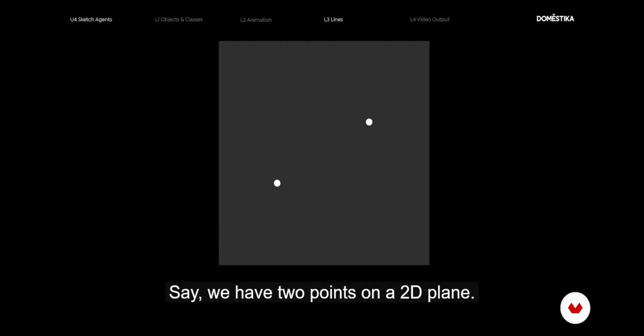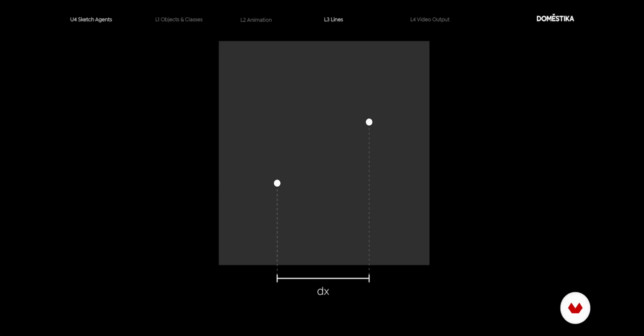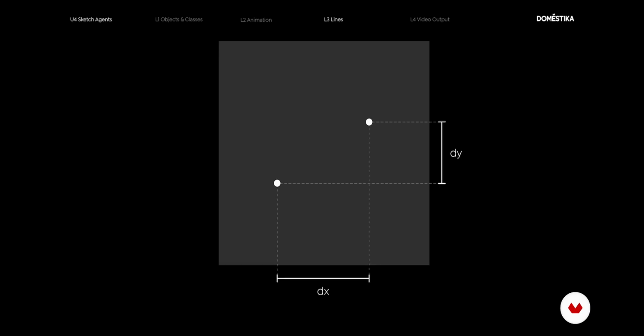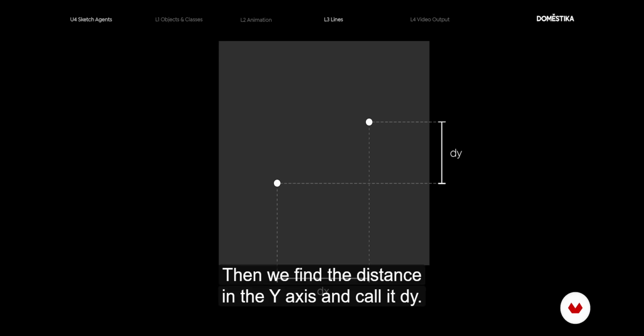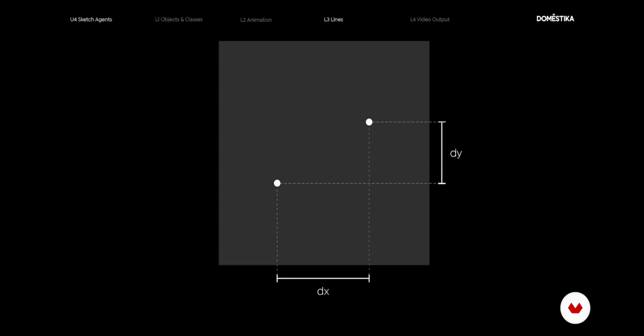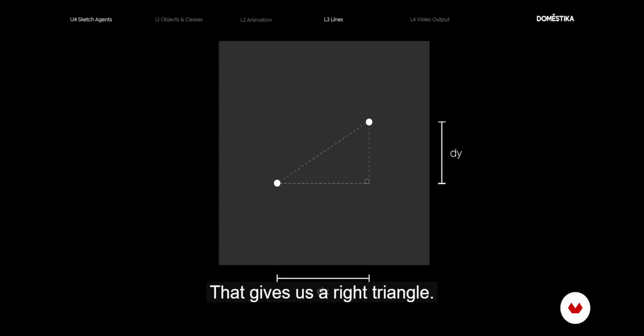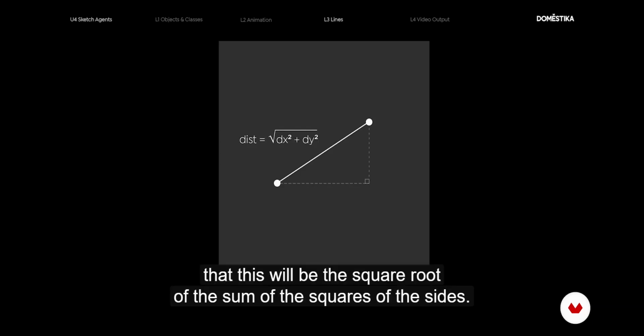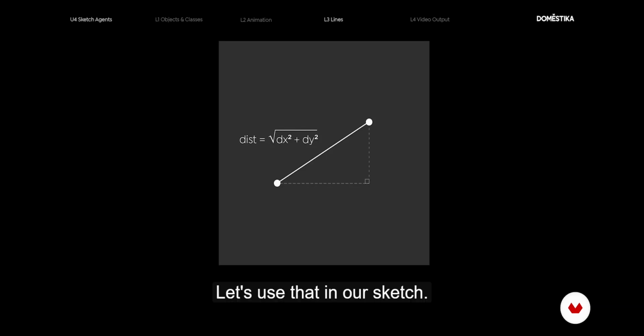Say we have 2 points on a 2D plane. First we find the distance between them in the x-axis. Let's call it dx. Then we find the distance in the y-axis and call it dy. That gives us a right triangle, and what we want to find is the hypotenuse. Pythagoras tells us that this will be the square root of the sum of the squares of the sides. Let's use that in our sketch.